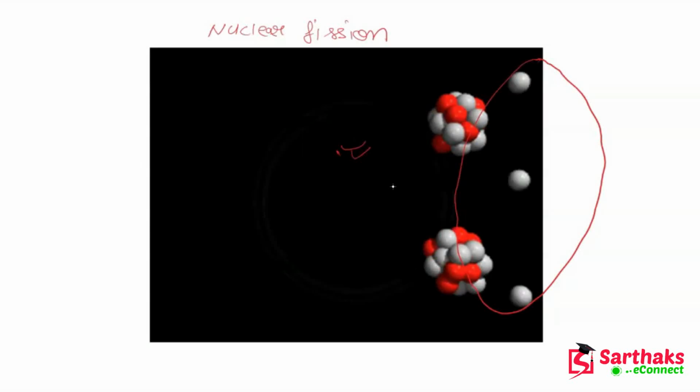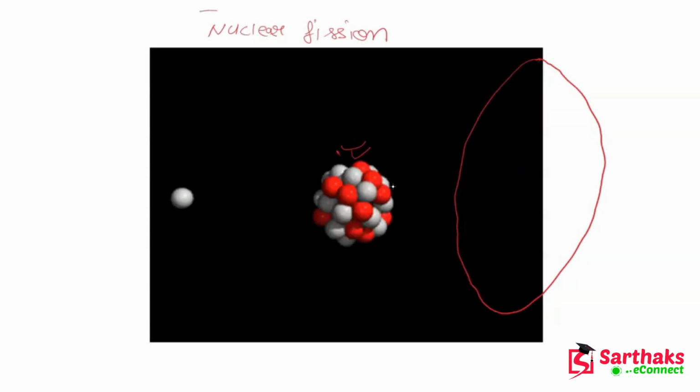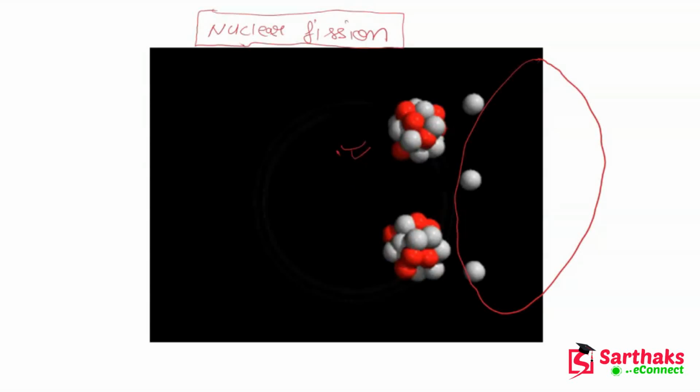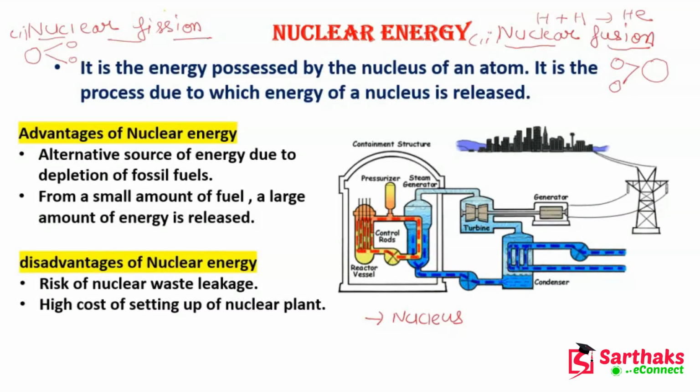So basically, guys, this nuclear fission is also used in nuclear weapons, like in Japan, in Nagasaki and Hiroshima. So this is about nuclear fission. I hope, guys, this point is clear to you. So let's go back to nuclear energy.